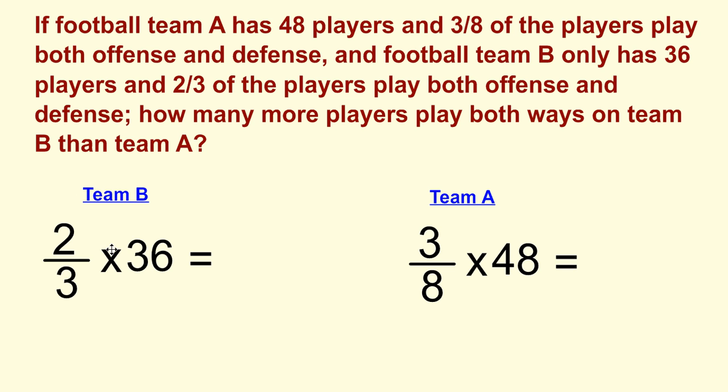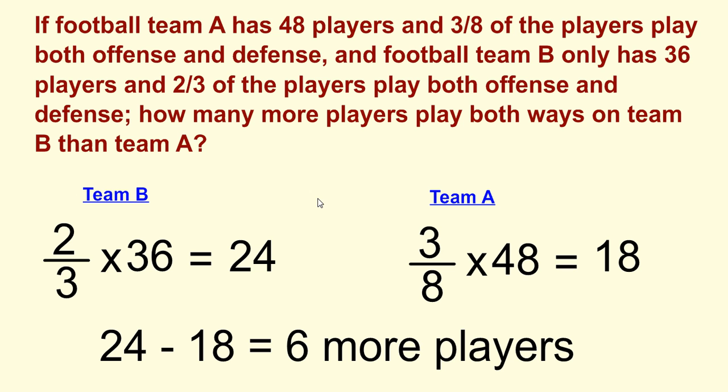Well, when we multiply these numbers, write 36 over 1 and cross cancel, you should get the value of 24 playing both ways. And for team A, when we multiply these, we get the value of 18 playing both ways. So your answer is 6 more players playing both ways. And that can be very exhausting, making it much more challenging for a smaller school like Team B to beat a larger school like Team A.